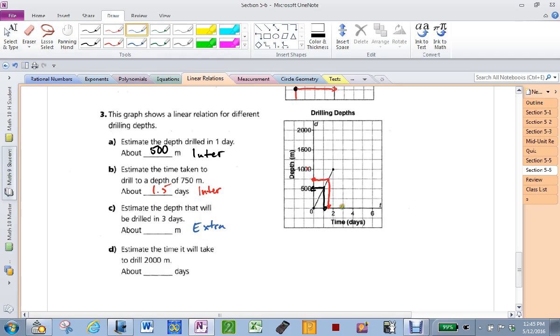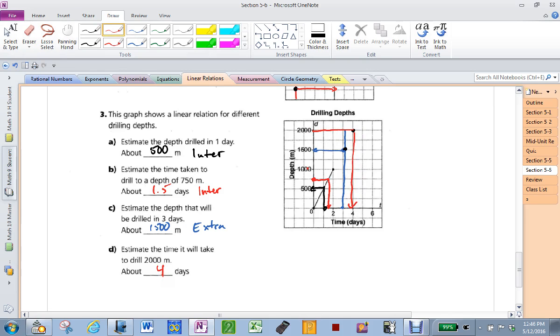Out to 3, up. Uh-oh. It's not pretty, is it? But I do know I go up 2 and over 1, up 2 over 1. So I go up 2 over 1, which will be 1,500, because we've gone over to here to check. And then 2,000, up 2 over 1, right there. 2,000 over, down. 4 days.